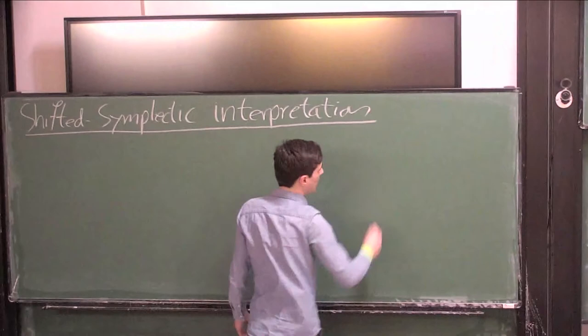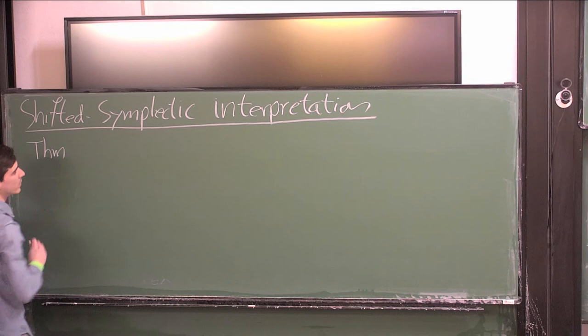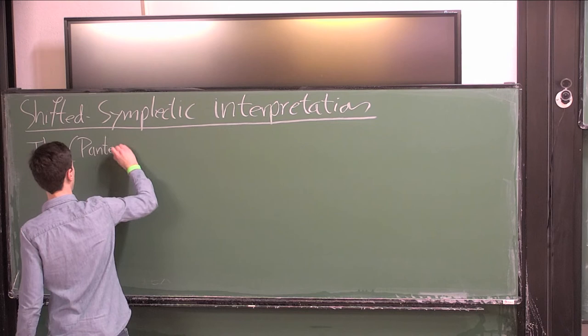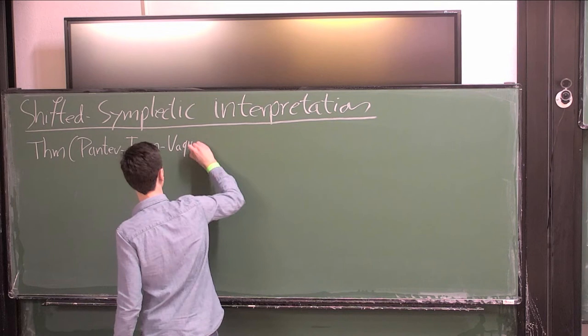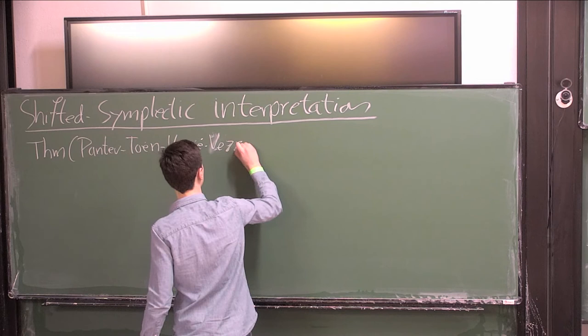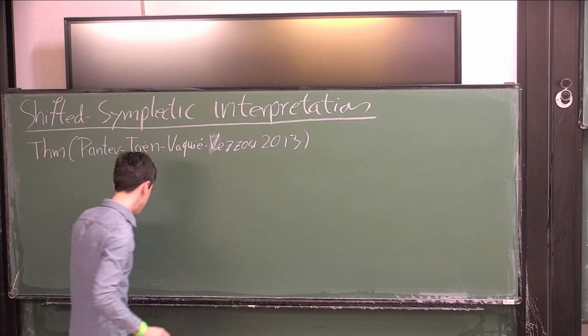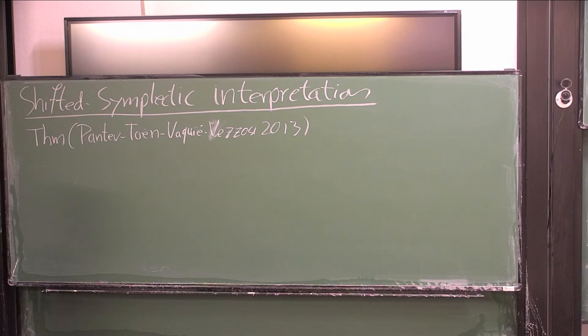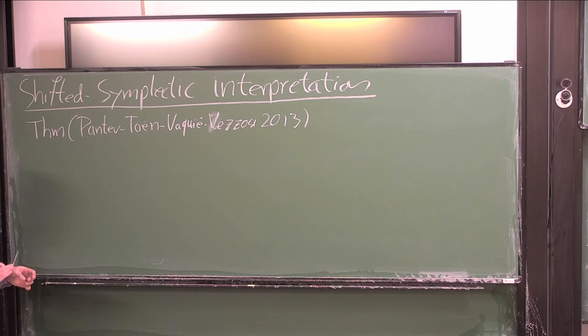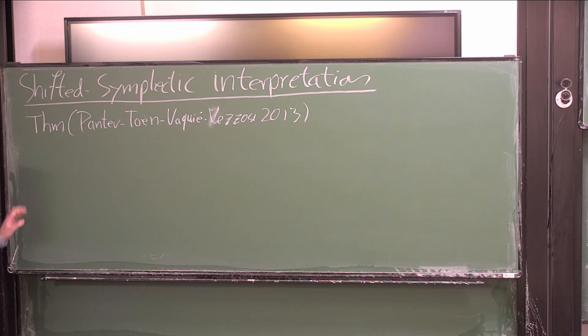This is based on one of the theorems in the original paper on shifted symplectic geometry by Pantev, Toën, Vaquié and Vezzosi. So in their paper, they gave three constructions of shifted symplectic structures. There's the mapping space construction, intersection of two Lagrangians, and another one about moduli stacks of perfect complexes. But the one I want to focus on is intersection of Lagrangians. This was mentioned by Pavel this morning.